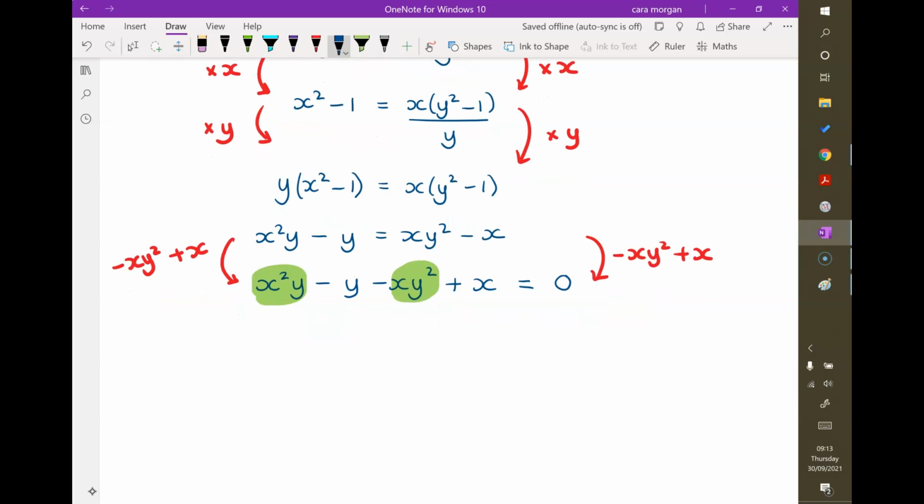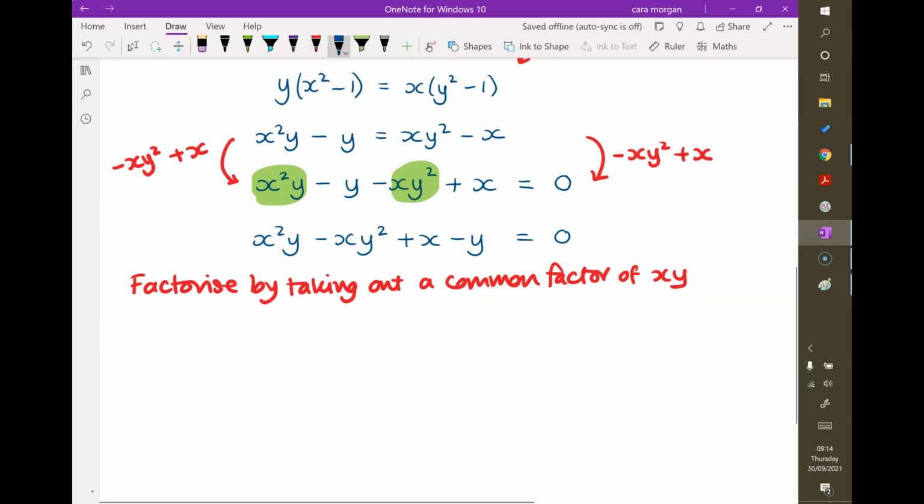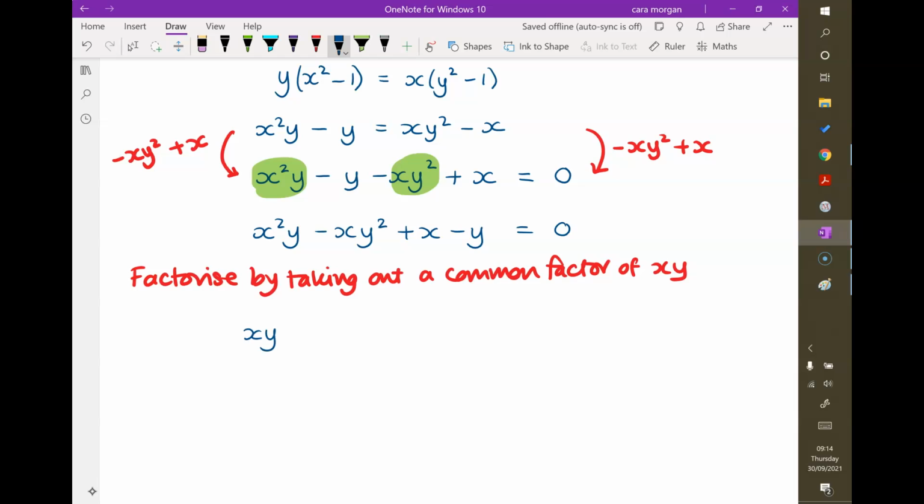So I'm going to factorise. I suppose what I could do first is just write them next to each other. Some people prefer that. And then I've got plus x subtract y equals 0. So I've just rewritten it there. Now I'm going to factorise. And I'm going to write down that I'm going to factorise by taking out a common factor of xy. Now I won't be able to factorise everything on the left hand side, but look what happens when I do. I've got xy. Now that's going to be multiplied by x to get that first term, subtract y, plus x minus y.